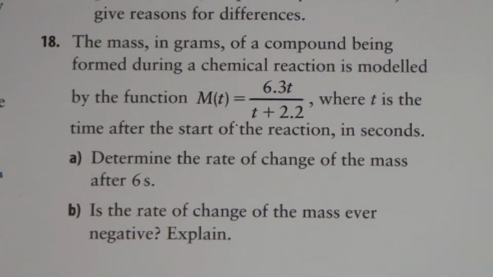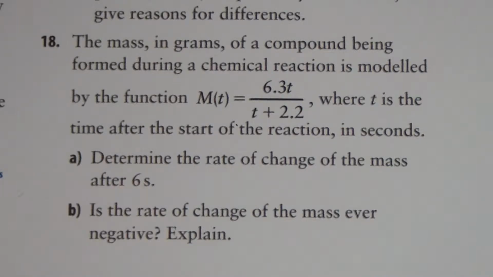The question is, the mass in grams of a compound being formed during a chemical reaction is modeled by the function m of t equals 6.3t over t plus 2.2, where t is the time after the start of the reaction in seconds. A says determine the rate of change of the mass after 6 seconds. B says is the rate of change of the mass ever negative?